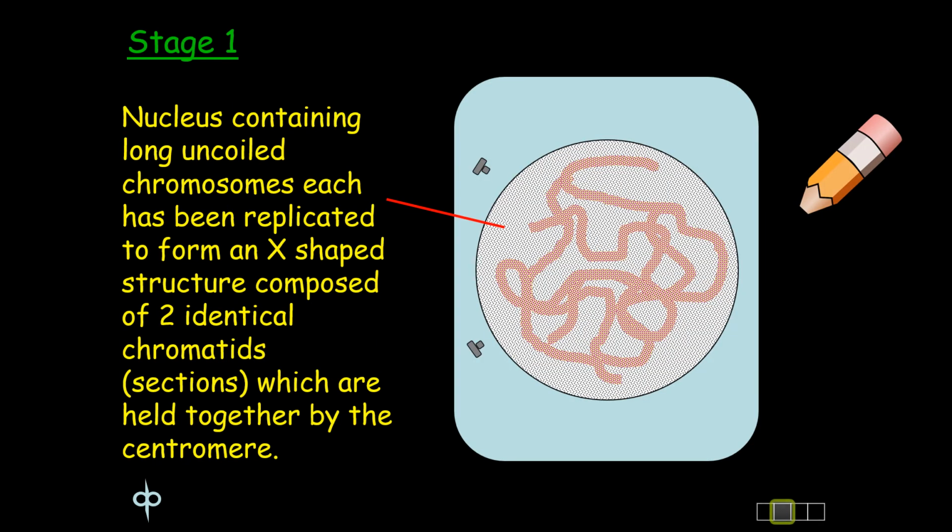In stage 1, the nucleus contains long uncoiled chromosomes. Each has been replicated to form an X-shaped structure composed of two identical chromatids, which are held together by the centromere. The chromosomes cannot be seen under a microscope at this stage. So you would want to take a note of stage 1.